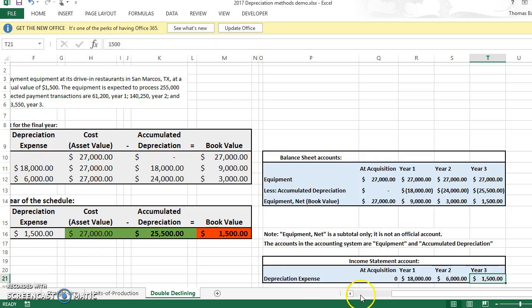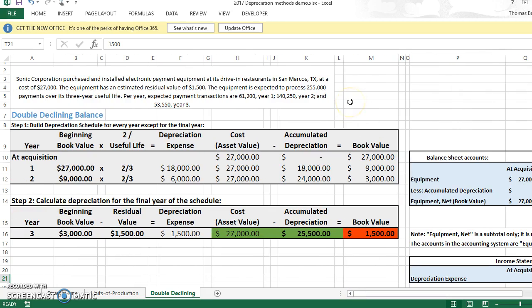All right, so hopefully that helps you with these problems. You're going to use these same steps for every problem that asks you to do these depreciation methods, so make sure you follow these steps from these videos.